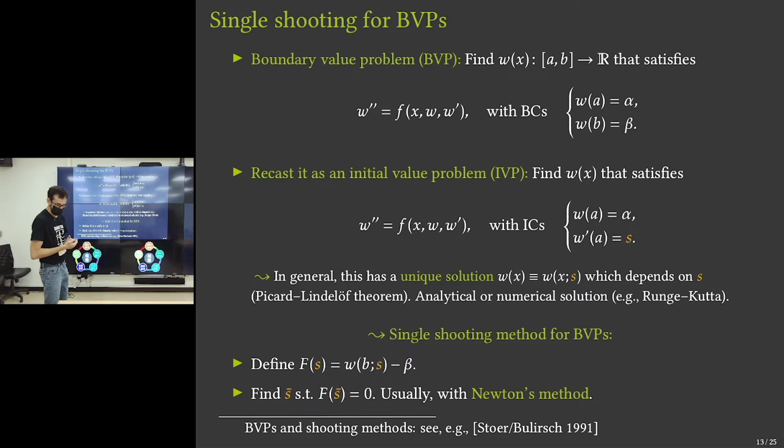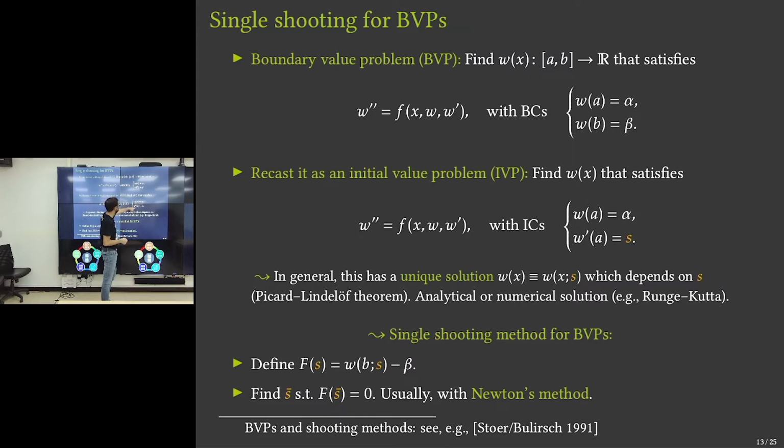Classically, what is done is to recast this problem into an initial value problem. So we want to find W(x) that satisfies, the first part here is the same. It's always the same ODE. But now we don't have boundary conditions, we have initial conditions. The first initial condition is exactly the one that we have here. It's the same, but an initial condition because it is the beginning of the interval, the left-hand side.